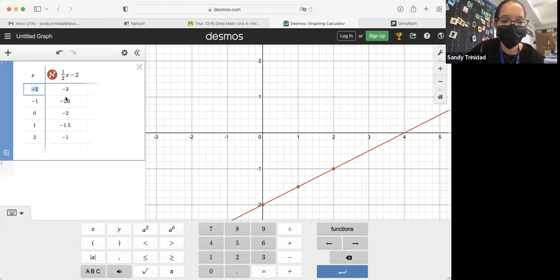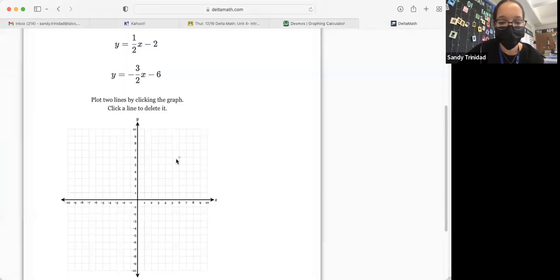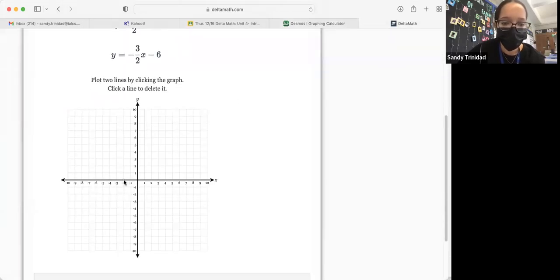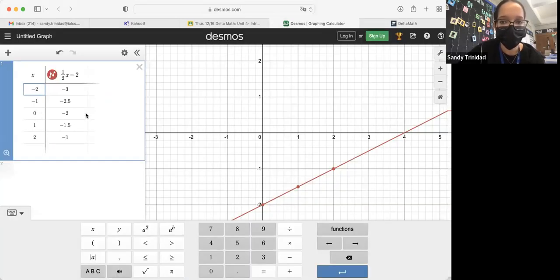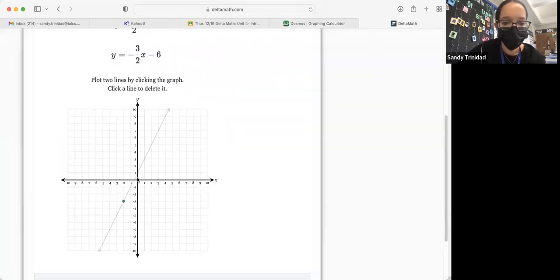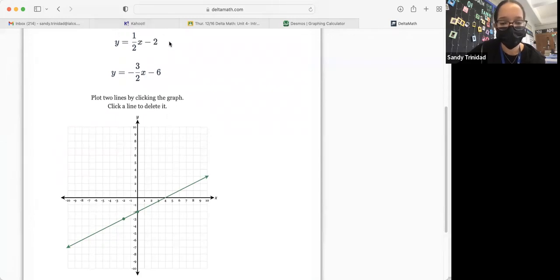So I'm going to pick -2, -3, and I'm going to go to Delta Math and plot that point. So -2, -3. Now I need another point to complete that line. So I'm going to go pick another one. So I have 0, -2. So I go to 0 down to -2. And I've completed the first equation.